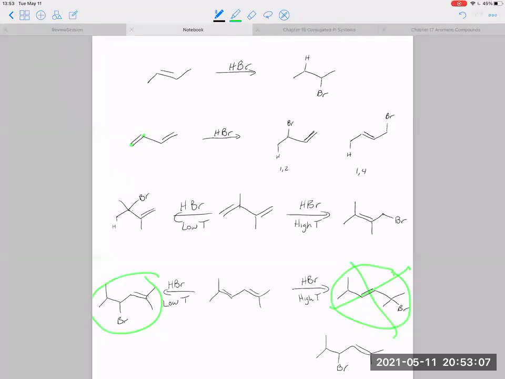I don't know if they're going to throw you an example or a tough one like that, but again, they love these thermodynamic versus kinetic control reactions. I can guarantee you something's going to be on there like this. Whether or not it's as simple as the top one, that would be great, but let's just be prepared in case they throw us a curveball.